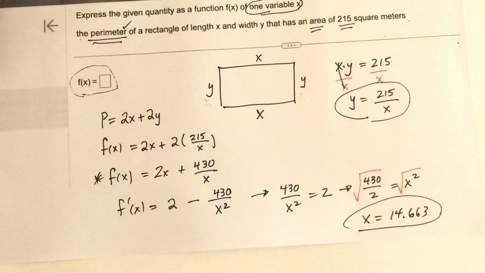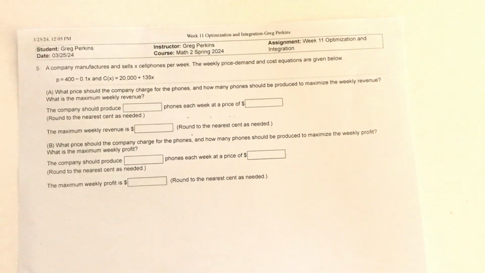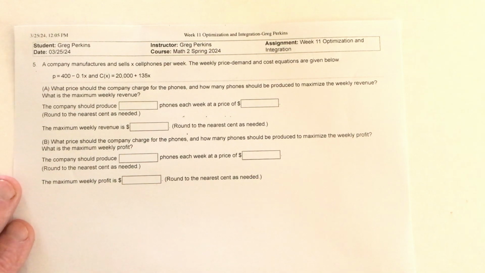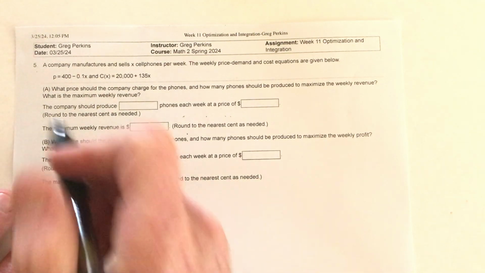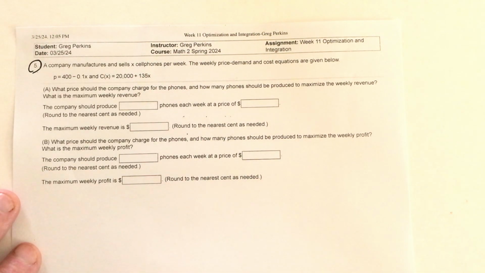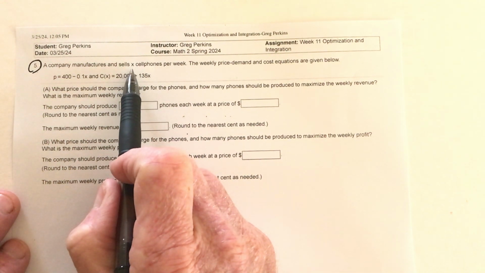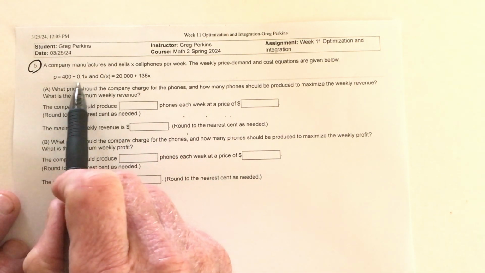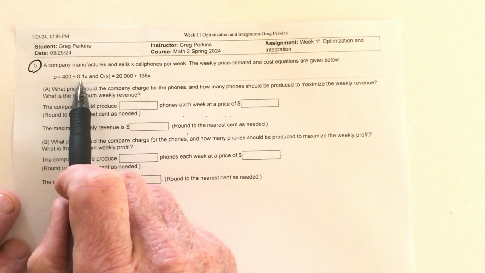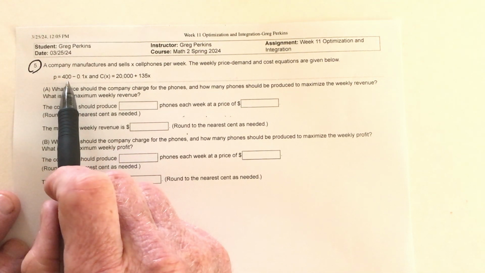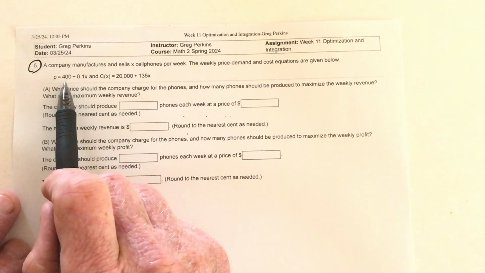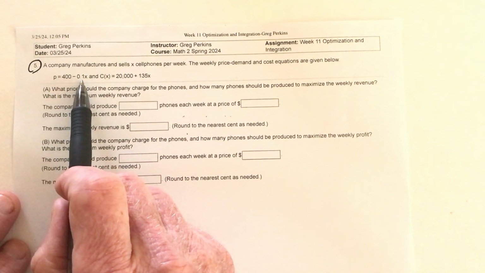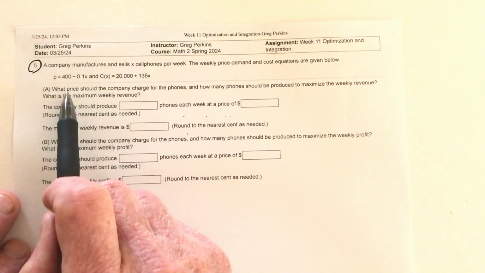And the next one is, so this is what it looks like when they show me all of the parts. And this is number 5 from the homework. And it says that they sell x cell phones per week. And this is the demand function. So basically this is how many cell phones per week people want to buy. So basically at the best, they're buying 400 per week, and then minus this 0.1.